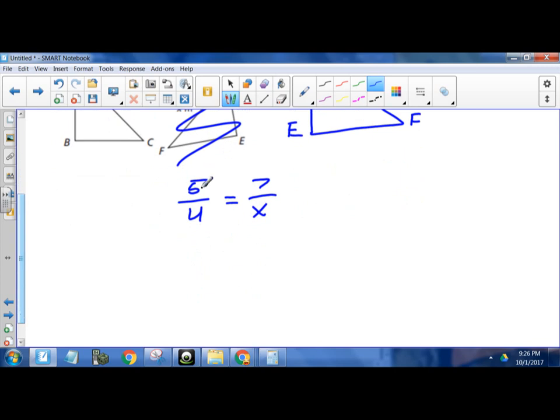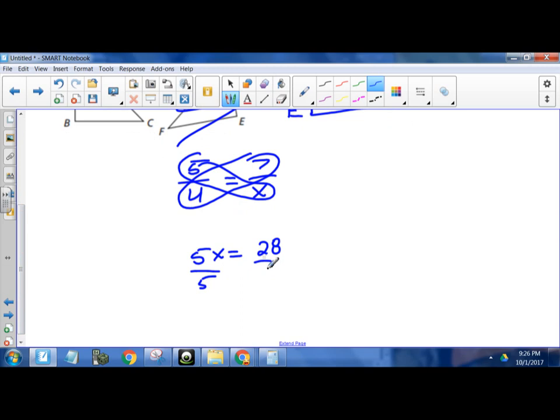We're going to cross multiply, so we get 5 times x, 5x, equals 7 times 4, which is 28. And so if we divide both sides by 5, we get that x is equal to 28/5, which we'll just leave like that because you can't simplify that at all. Alright, so we found out that the side length of that triangle is 28/5 because the figures were similar.